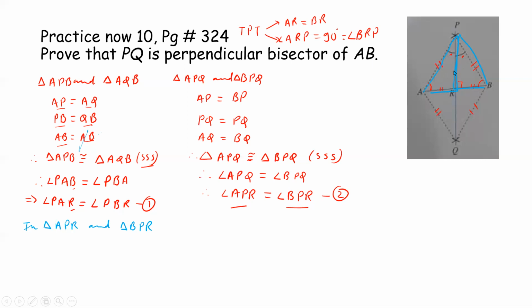And once that's done, you can state that AR is equal to BR, the corresponding sides of these two triangles, and these two angles are equal. Now also they are on one straight line. So if they are equal, their sum will be 180 degrees. So each angle will be 90 degrees, and hence it's proven.